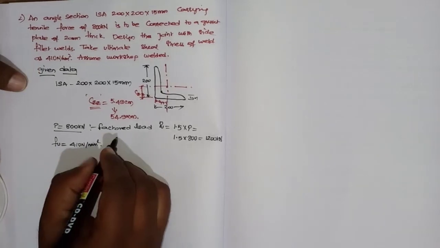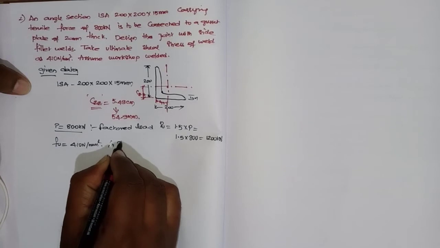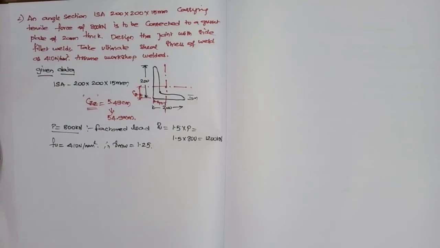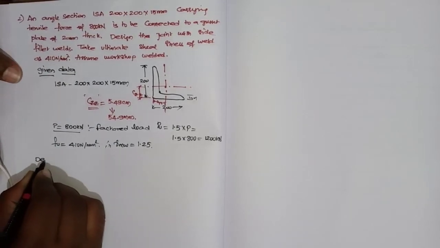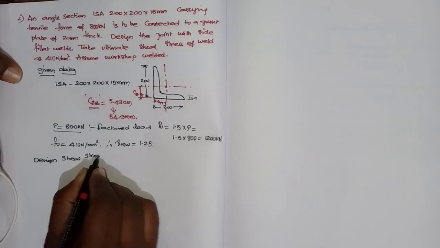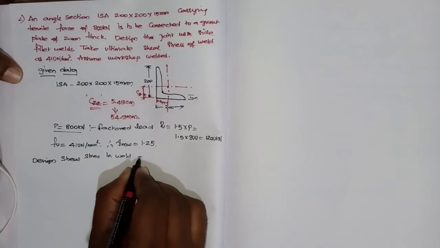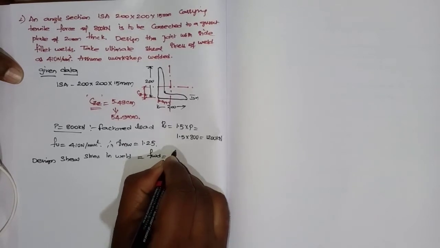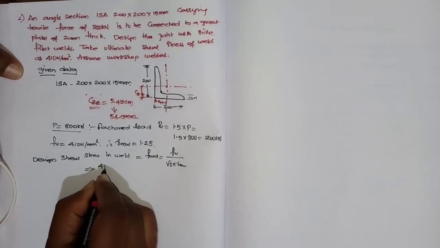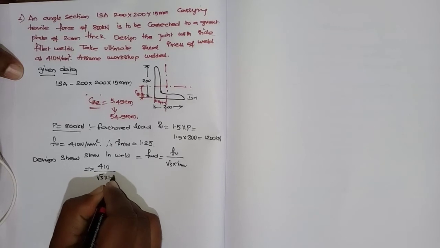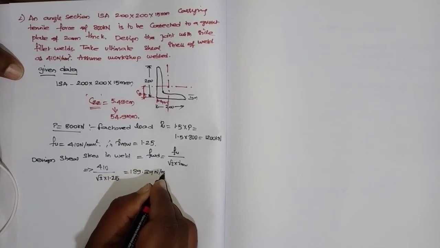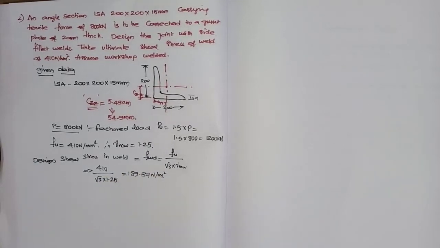Next, assume that the weld is done at the workshop, so gamma MW is 1.25. Now the design shear stress in weld, FWD, equals ultimate shear stress divided by root 3 into gamma MW. So as usual, 410 divided by root 3 into 1.25. This value comes the same every time, 189.37 newton per mm square.